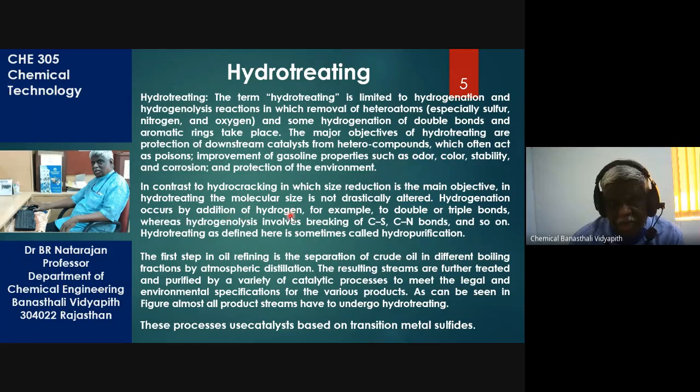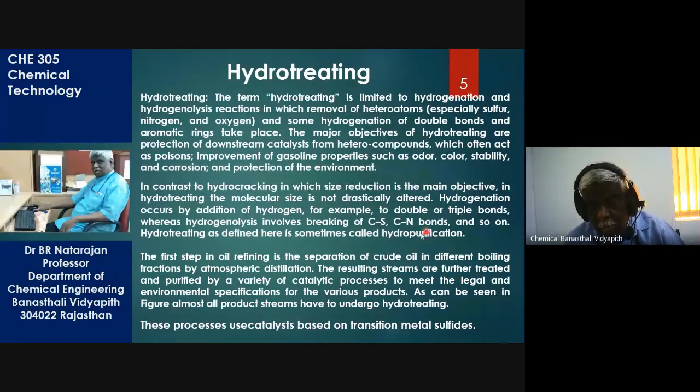Hydrogenation occurs by addition of hydrogen, for example, to a double bond or triple bond. Ethylene, acetylene: ethylene has a double bond, acetylene has a triple bond, and unsaturated hydrocarbons, which are called olefins, are ready to undergo addition reactions because that is the chemistry, right? So they are ready to undergo addition reaction.